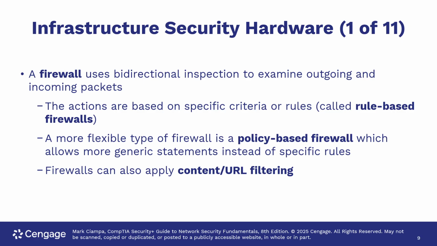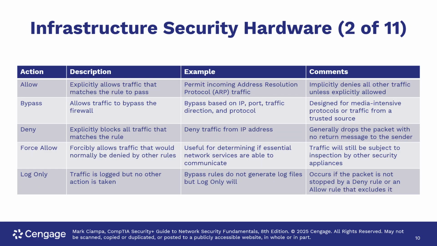So that's a policy-based firewall that allows more generic statements instead of specific rules. And firewalls can also apply to content or URL filtering. Once it passes that rule, or whether the policy or the rule, then basically the package is on its way to being delivered. So in your access control list, you have the ability to allow, bypass, deny, force allow, or log only. So you can see the differences.